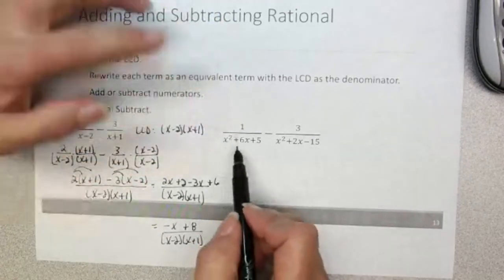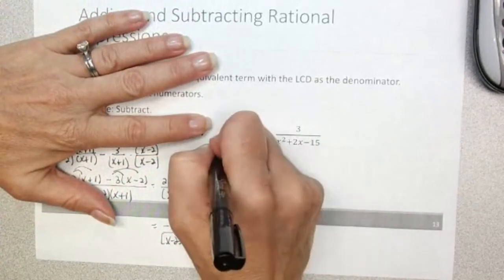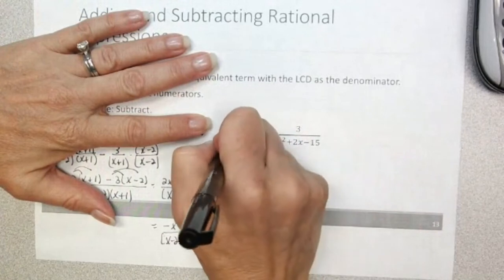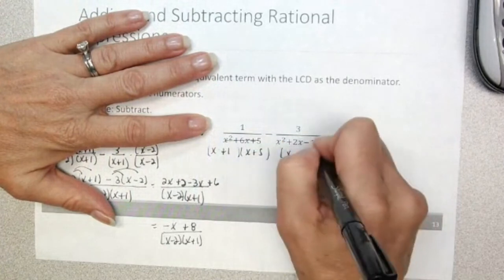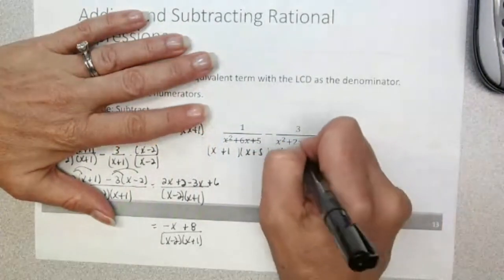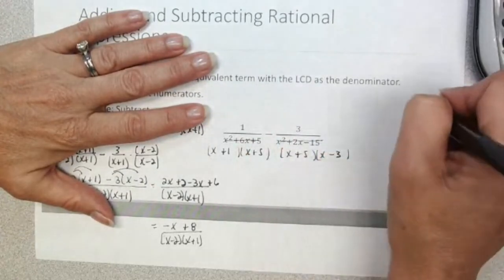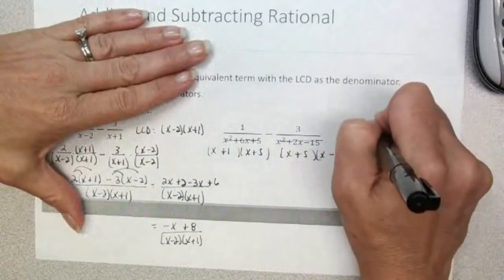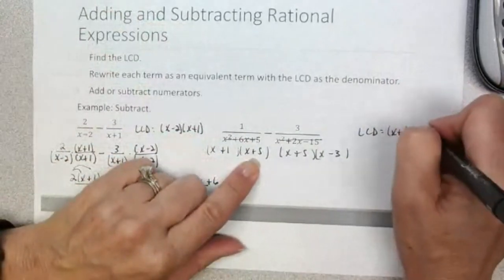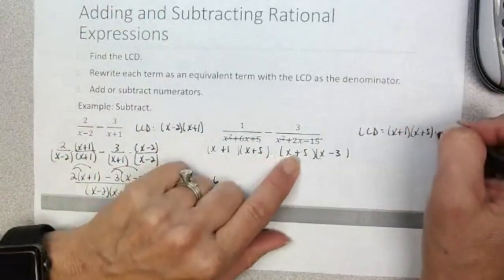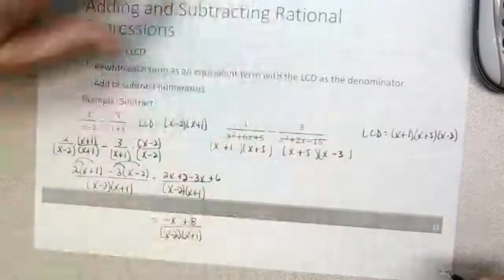One more example here. These denominators do factor, so let's go ahead and do it. That first denominator factors into x plus 1 times x plus 5. The second one factors into x plus 5 times x minus 3. Okay, so my least common denominator here is going to be x plus 1, the first factor, times x plus 5, the second factor, times, oops, I already got that x plus 5, but I don't have an x minus 3. So times x minus 3.